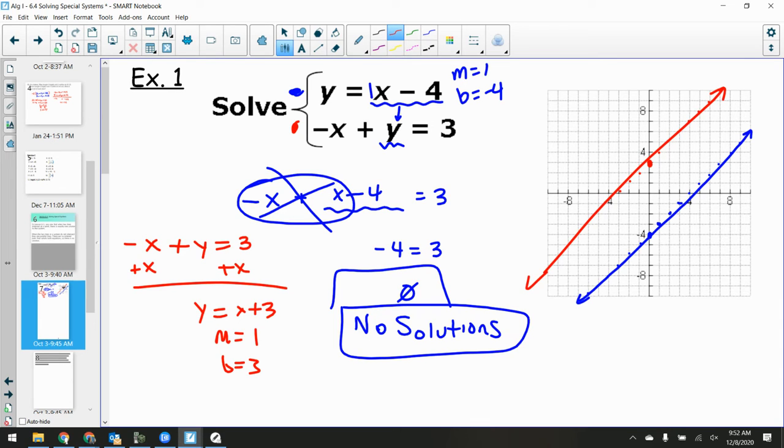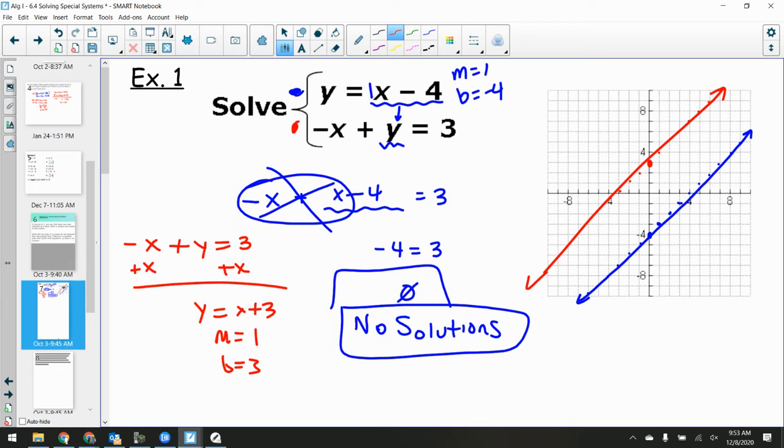What do I notice about my line? They're parallel, right? How could I have known that just from looking at the equation that they were going to be parallel? What did you notice about the slopes? What are the slopes of each line? They're 1. Remember, two lines that have the same slope are parallel to one another, right?